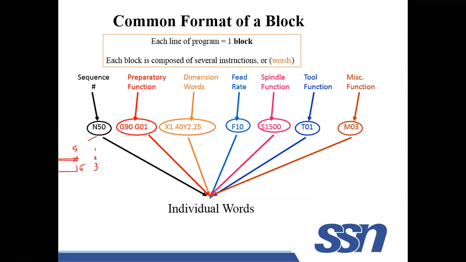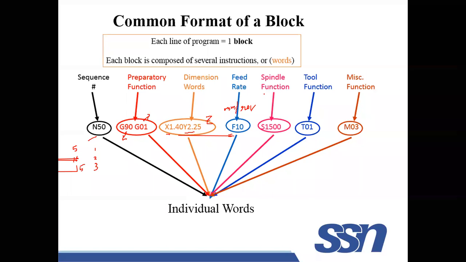This is the preparatory function, G90. G90 means we are going to use the absolute coordinate system. And G1 is linear interpolation, where the cutting takes place in a line. Dimension words, the X value and Y value, you have to give, and if required, the Z value as well. The feed rate is defined here: mm per revolution or mm per minute, or inches per revolution or inches per minute, whatever value you need to give. The feed value you have to give.